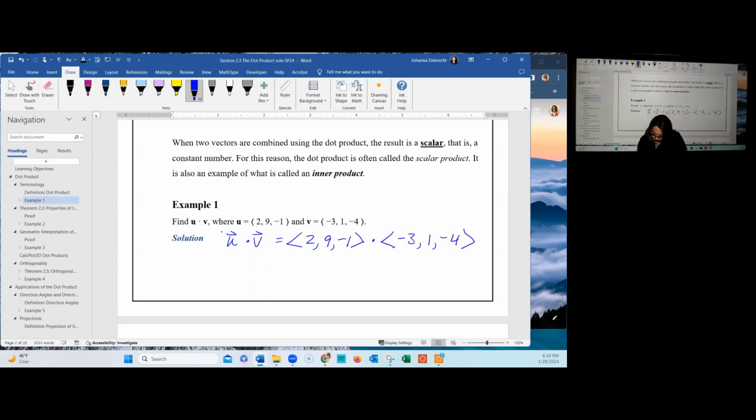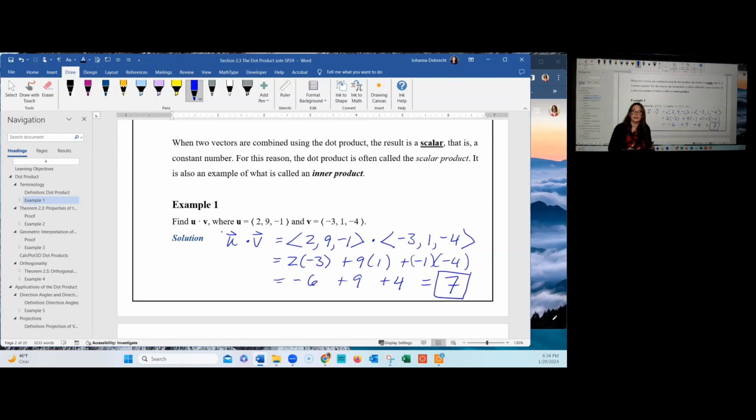It is required. So this basically gives me 2 times -3 plus 9 times 1 plus -1 times -4, which is going to give me -6 plus 9, which is 3, and then plus 4, which gives me a final value of 7. And you can tell again that the 7 is a scalar, right? So the dot product is this.